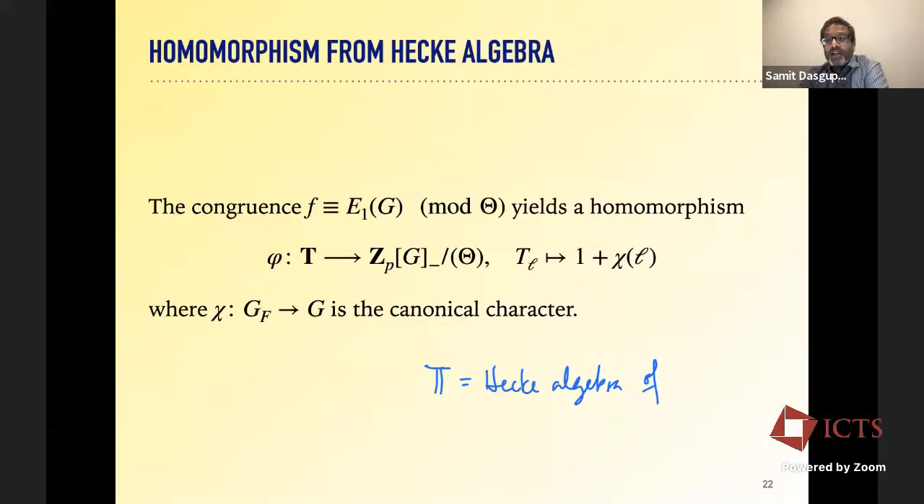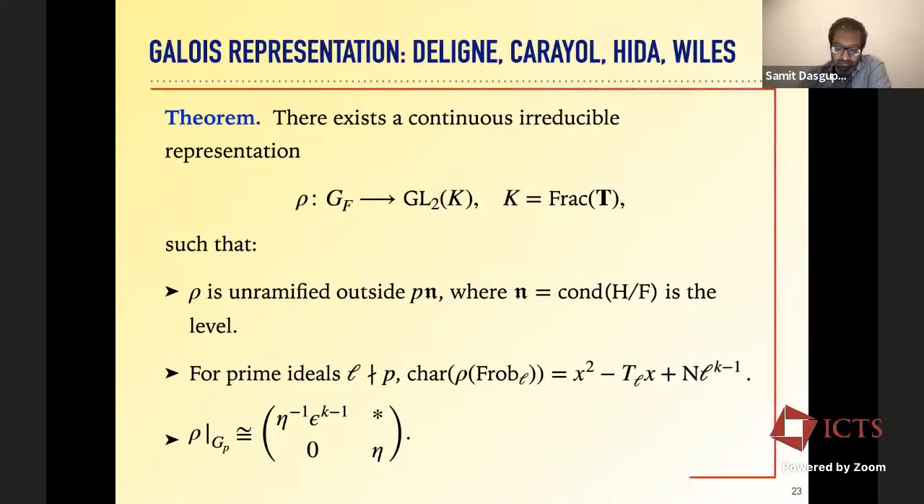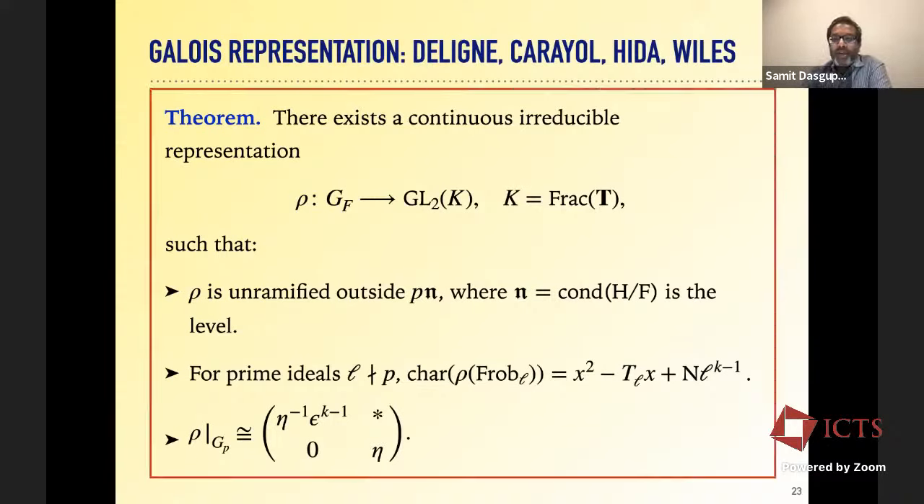because that's the Hecke eigenvalue at l of the Eisenstein series. So the congruence between F and E1 says that T_l under this homomorphism goes to 1 plus chi of l. And chi is the canonical character. So this is G, the Galois group of H, where F is the quotient of the Galois group of F. Now I said that cusp forms have Galois representations associated to them. So now we don't have just one cusp form, we have the whole Hecke algebra of the space of cusp forms. So whereas your Galois representation is valued in the total ring of fractions of T, okay?